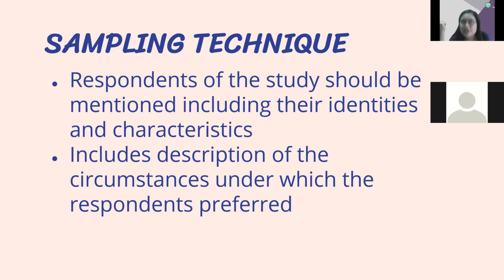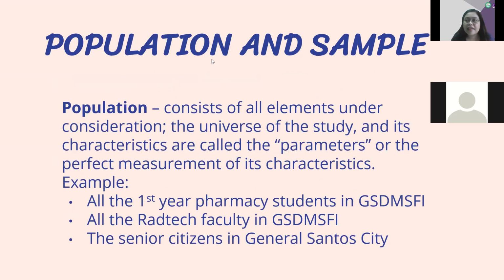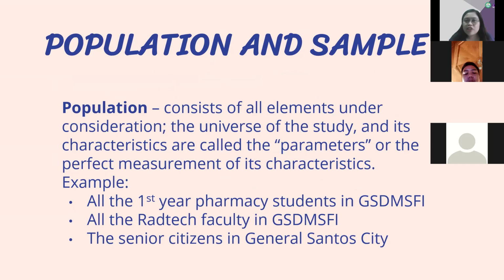But aside from identifying the technique that we are going to use in selecting the respondents, we also have to mention here the identity and characteristics of our respondents. If we have inclusion or exclusion criteria in selecting them, we will include the descriptions here under the sampling technique. So I have mentioned the term population and also sample.